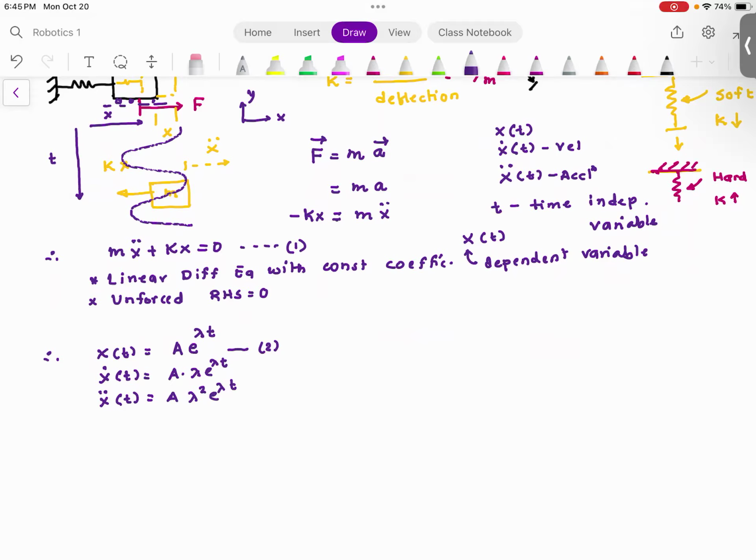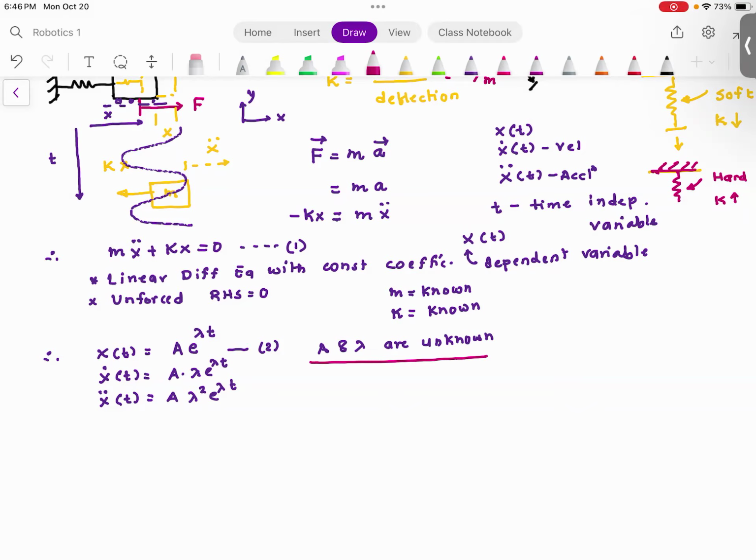At this point, please try to understand. The only thing I know is m is a constant. m is known. k is known. Please note a and lambda are unknown. The only thing that I know is that since the exponential function is periodic, repeating, I would use this.